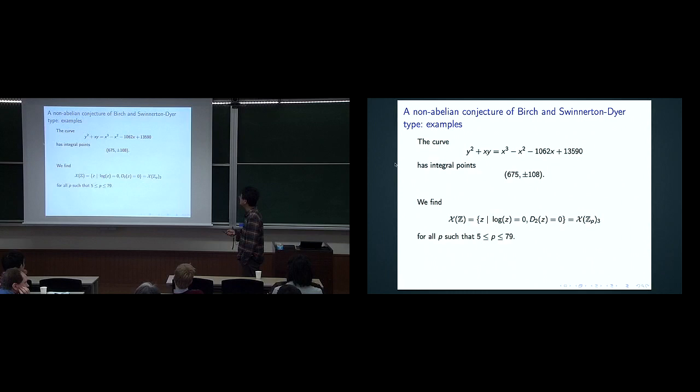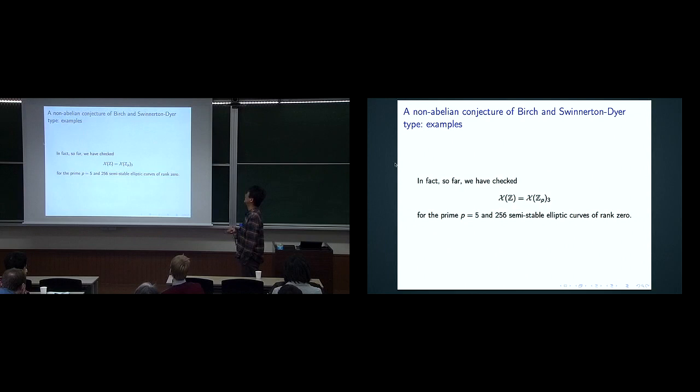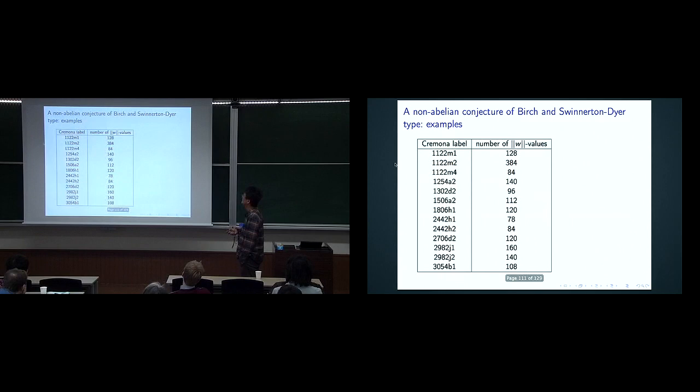And so far, to put it simply, we found with our assumptions that the global integral points is equal to the third level of the filtration for all the semi-stable elliptic curves and primes that we've tested so far. For example, for prime p equals 5 and 256 semi-stable elliptic curves of rank 0, we've checked this numerical theorem. Here's a list from Cremona's table.